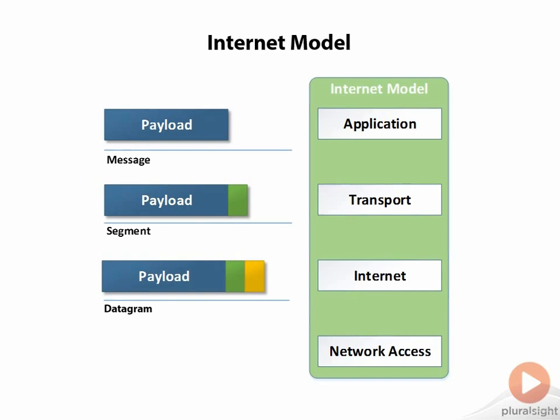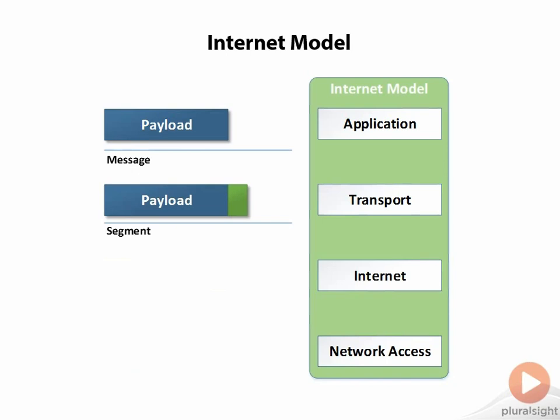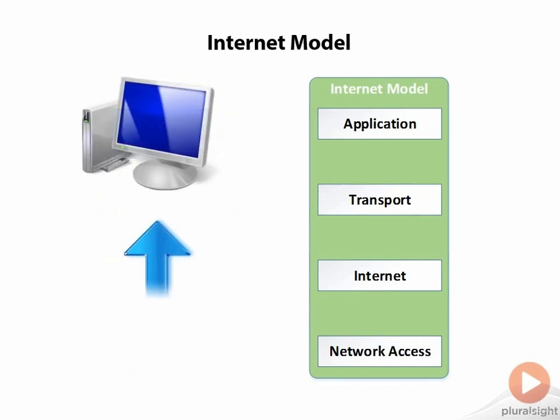It then strips off the framing information, or the information that was added at the network layer, passes it up to the internet layer, strips that off, passes it up to the transport layer, and then at the application layer on the receiving machine, we're left with the original message. So then it gets passed up to the recipient.